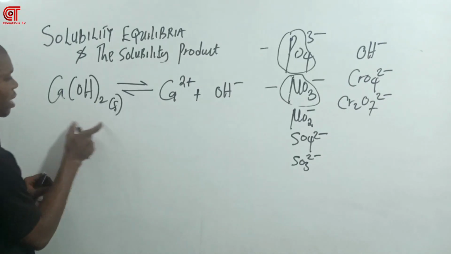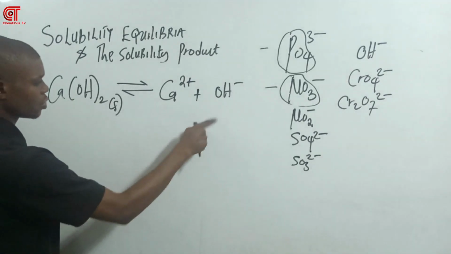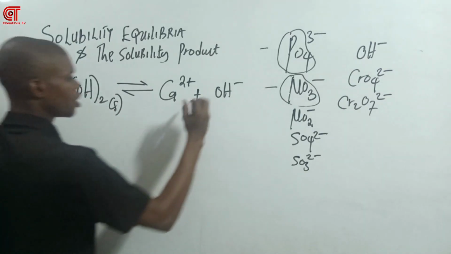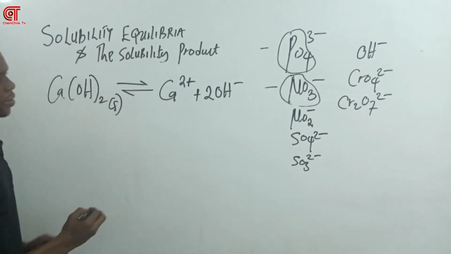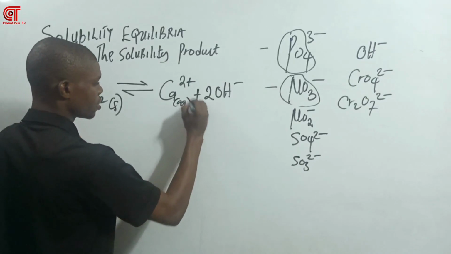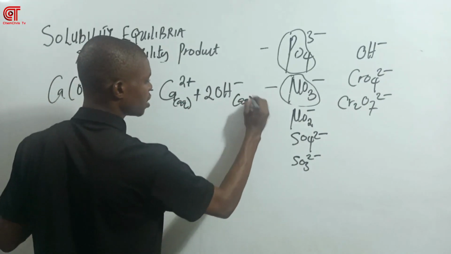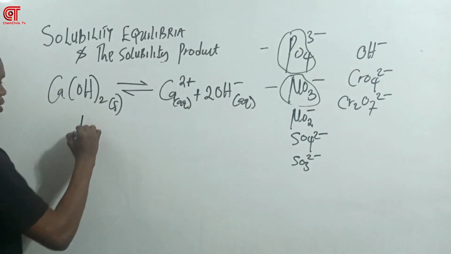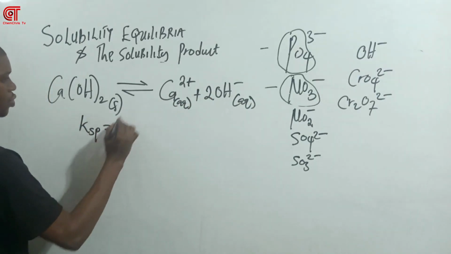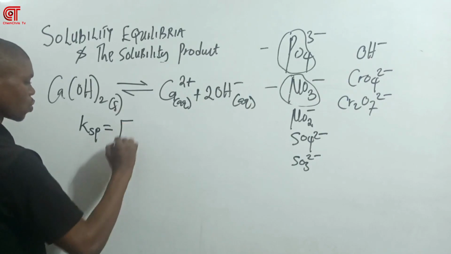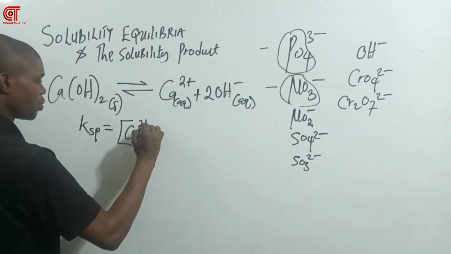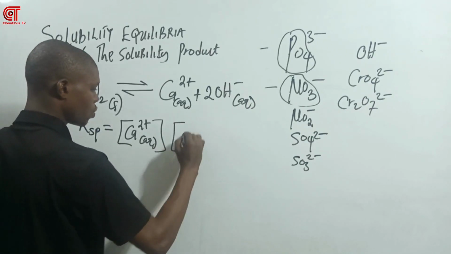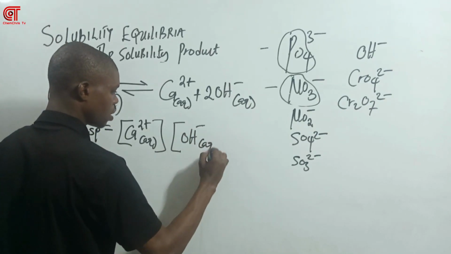The next is to balance the equation here. So balance the equation. Calcium here is 1. OH here is 2. So here we put 2. Yes. So remember here is aqueous. You only need to put this thing here. Aqueous. So next I want to do is to write the Ksp expression. Ksp equals, here we have [Ca2+] aqueous. Here we have [OH-] aqueous.